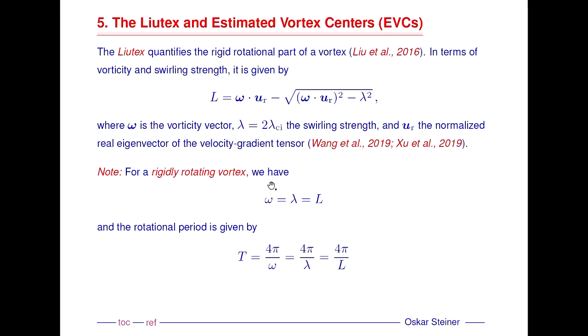Now, if we have a rigidly rotating vortex, then vorticity, swirling strength, and Liutex are the same. And the rotational period is given by 4 pi, in our definitions with the 2 times the complex eigenvalue. Anyway, 4 pi divided by vorticity, or by swirling strength, or by Liutex.